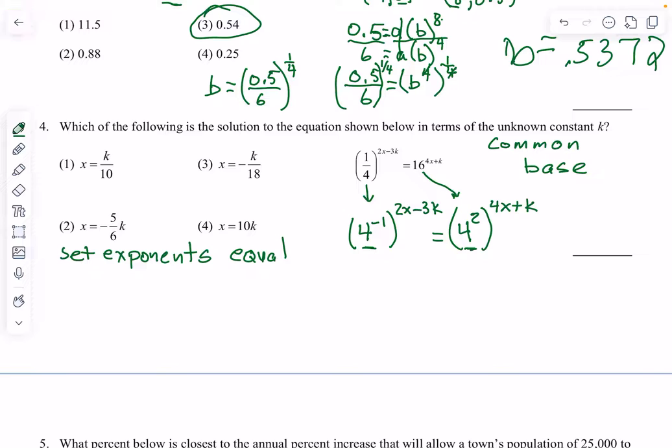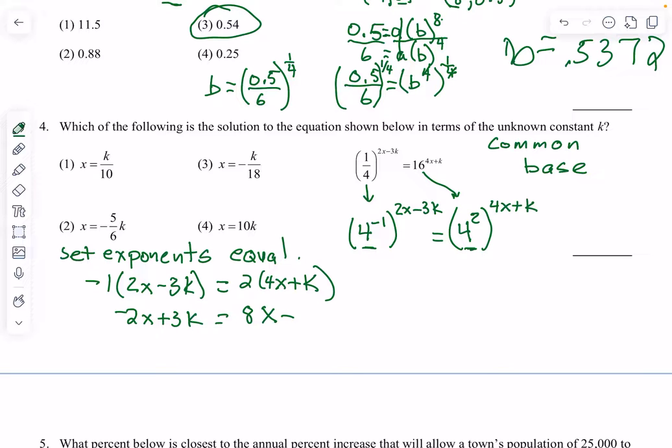So when we raise a power to a power, we have to multiply them. So we're going to have negative 1 times 2x minus 3k is equal to 2 times 4x plus k. Okay, we're going to use the distributive property. We're going to get negative 2x plus 3k is equal to 8x plus 2k.